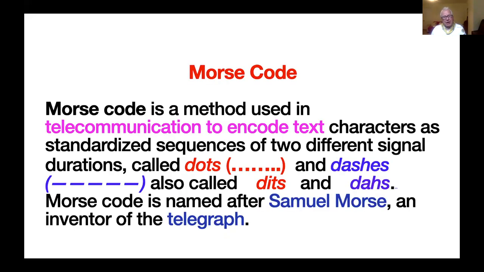Okay, Morse code. Morse code is a method used in telecommunications to encode text. We can communicate with sounds, with light, and the Morse code is named after Samuel Morse, who was the inventor of the telegraph. You have the information there.